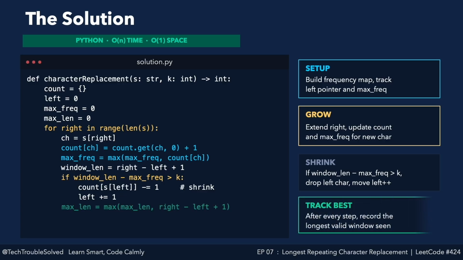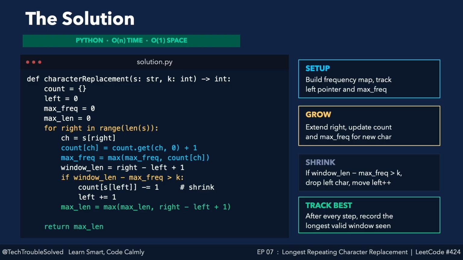Track best. After every iteration, whether we shrank or not, we check: is the current window the biggest we have ever seen? Max length is updated every single step, not just when the window is valid, because even after a shrink, right minus left plus 1 tells us the current window size. Loop ends. Return max length.